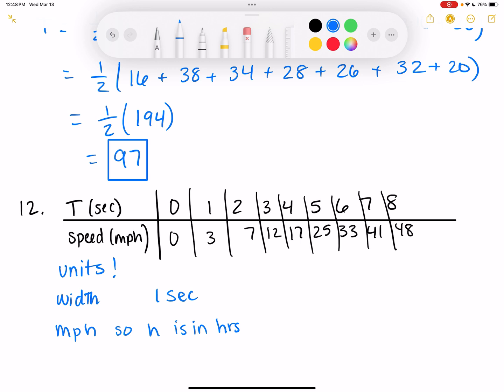So how many seconds are in an hour? 3,600. 3,600 seconds in 1 hour.